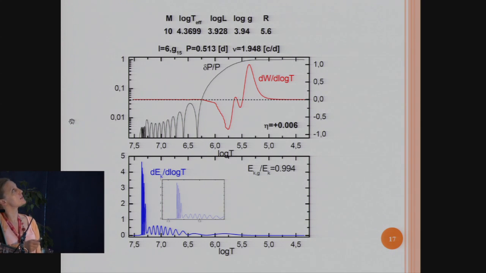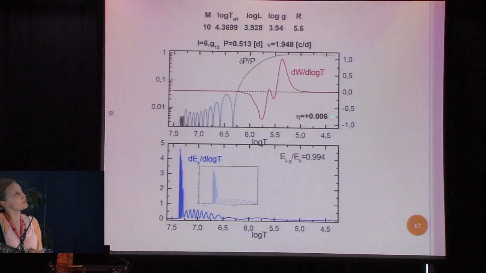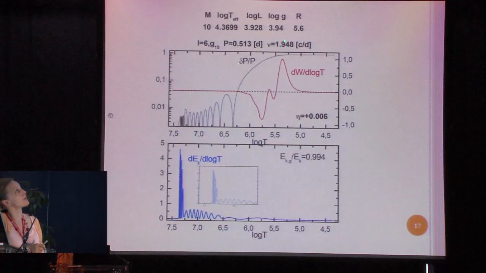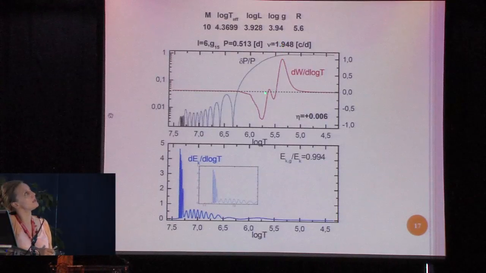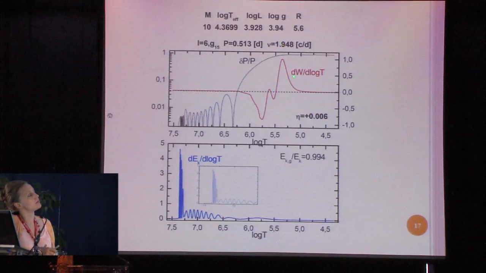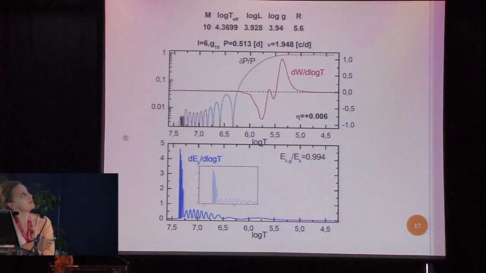And this is an unstable mode, L equals 6 G15. This mode is unstable with the frequency 1.9, and is excited by the Z opacity bump.